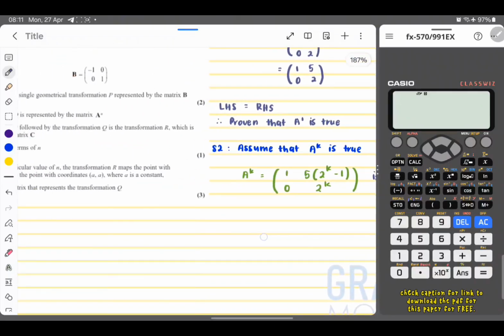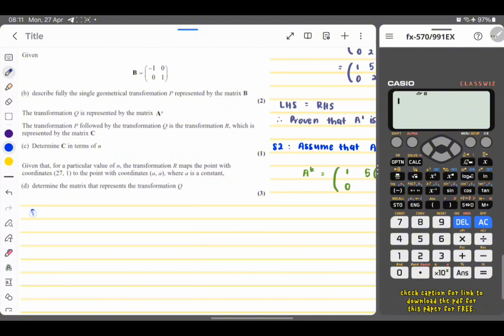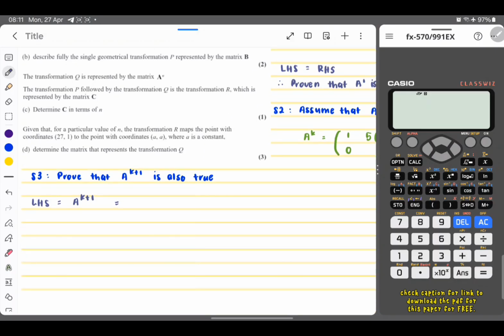Let's move on to step 3. For step 3, we want to prove that A to the power of k plus 1 is also true. So A to the power of k plus 1. How can we get this? Okay, so let's start with our left hand side. A to the power of k plus 1. This is actually equal to A to the power of k multiplied with A to the power of 1.